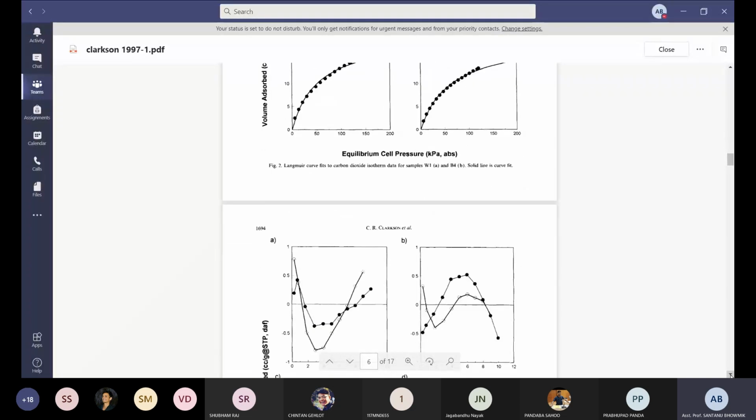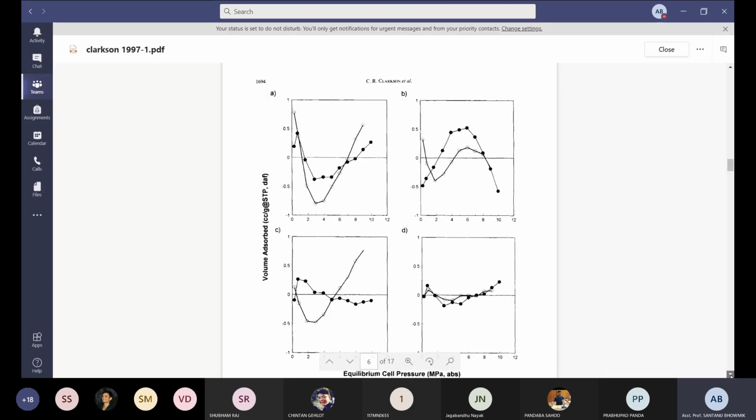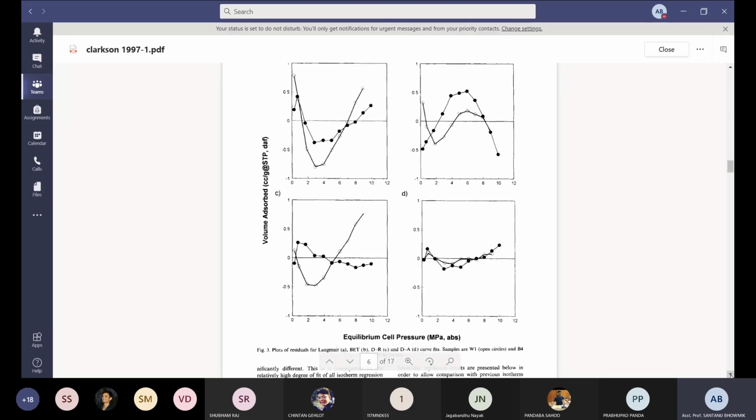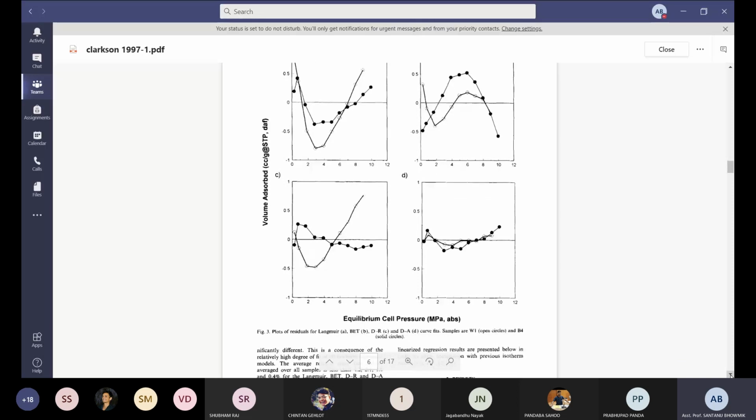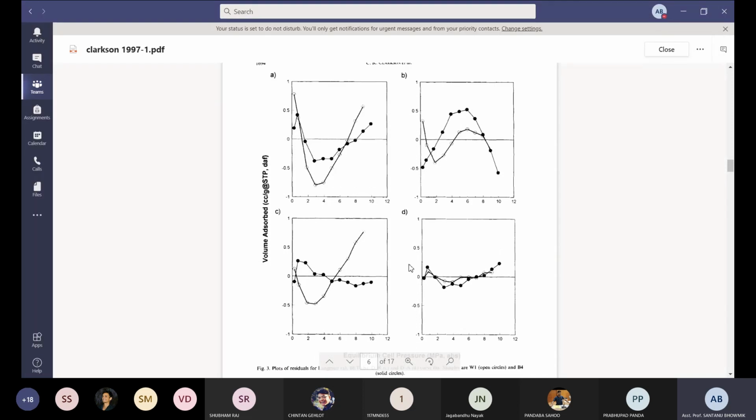Next is the residuals. Residuals means the error from the mean. For all these examples, whatever you are going to fit by the BET equation or by the Langmuir equation or by the DR or DA, you can see A, B, C, D. A is for Langmuir, B is for BET, C is for DR, and the DA equation is given by D. These are the residuals. Residuals means the error from the mean for four types of modeling equations.